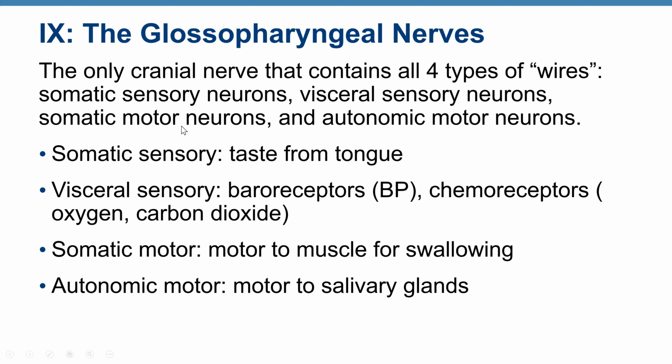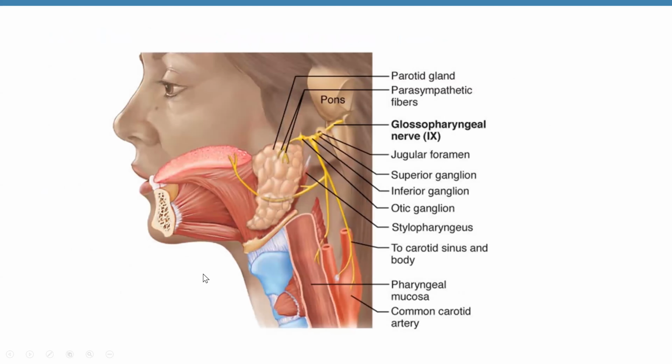And somatic motor neurons, that means it innervates skeletal muscles, muscles of swallowing, and autonomic motor neurons, motor fibers to salivary glands. So it has all 4 fibers, the same as your spinal nerves. Your spinal nerves always have all these 4 fibers: somatic sensory, visceral sensory, somatic motor, and autonomic motor fibers. But in the cranial nerves, we're always missing something, and nerve number 9 has all 4.